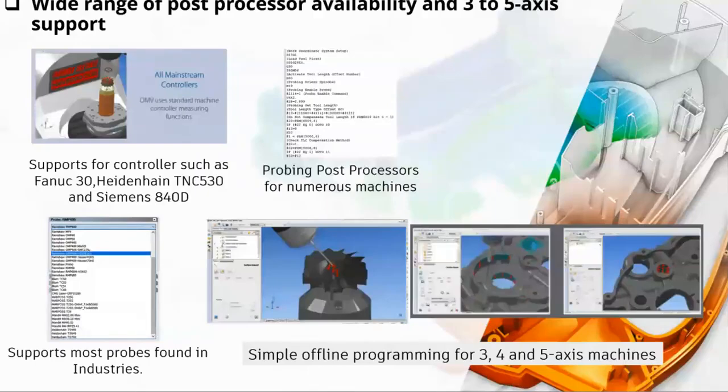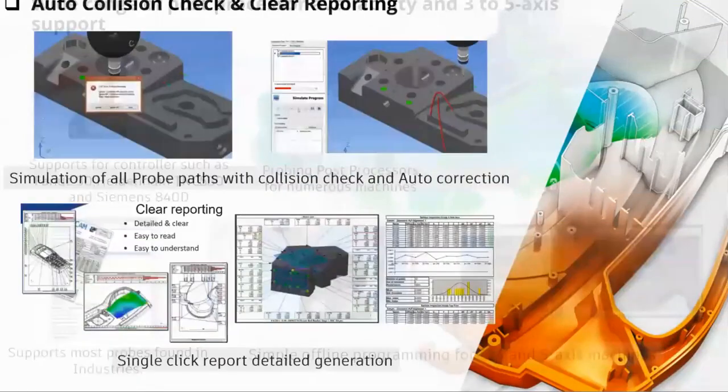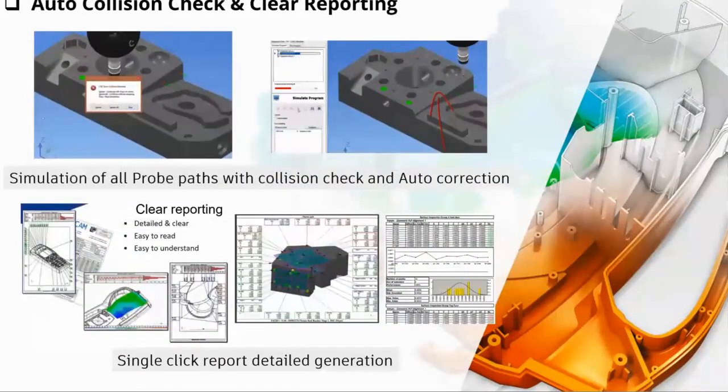Going further, like I said before, it has a wide range of post-processor availability up to 5 axes. Then it has an auto collision checking option, and it has a clear reporting format. Like you can see, you can add the CAD view image with this labeling option, and here you can put the graph, and it is a very clear reporting format.